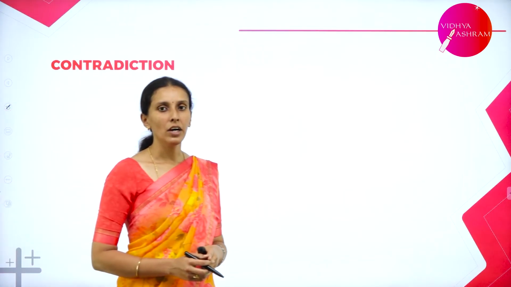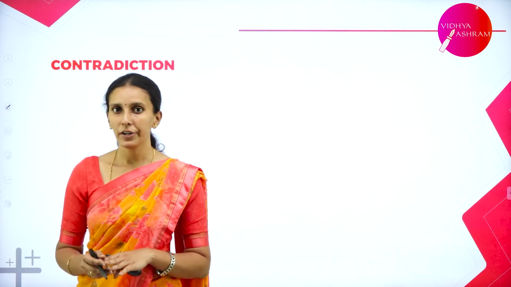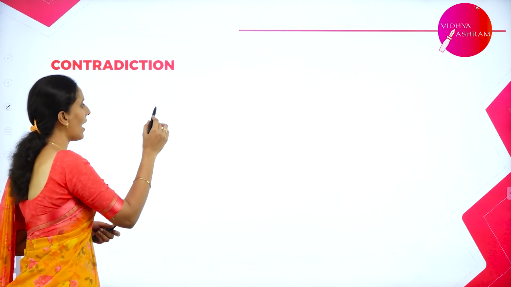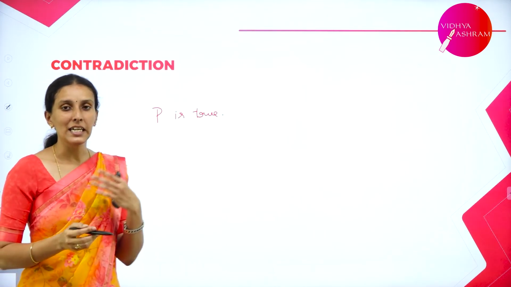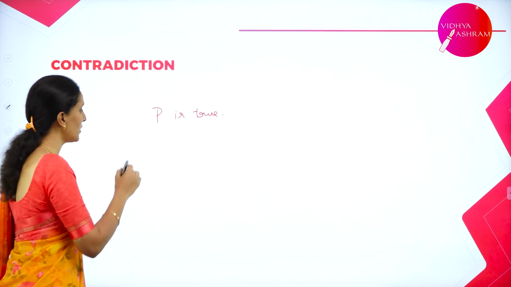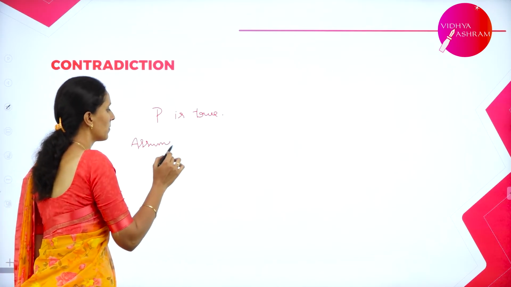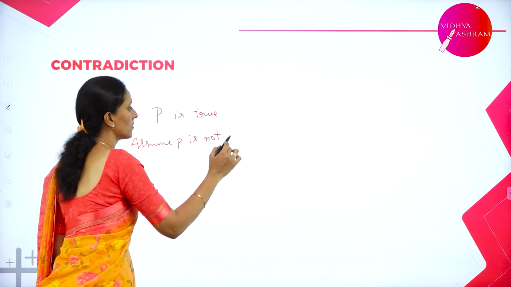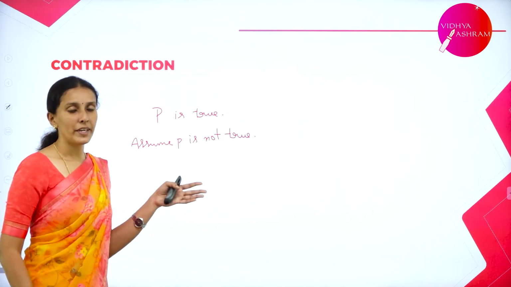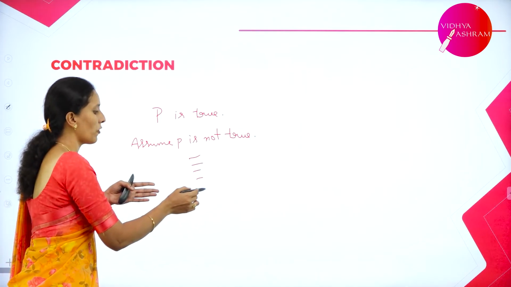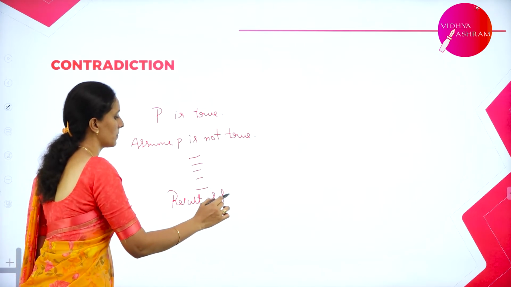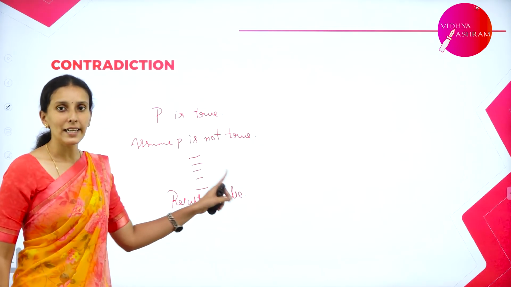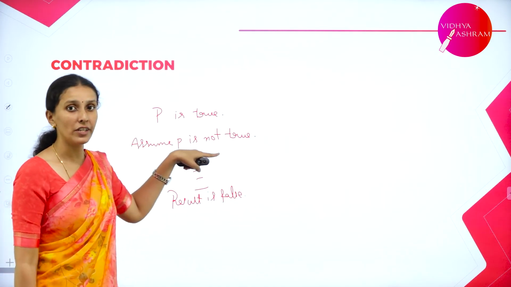Next, here we have a contradiction. It is actually a method to verify whether a statement is true or false. Suppose we have to show that P is true. Contradiction means taking exactly opposite. So we assume P is not true. If we assume P is not true, after some certain steps of verification, we will get the result as false. So if the result is false, that implies our assumption is also false.